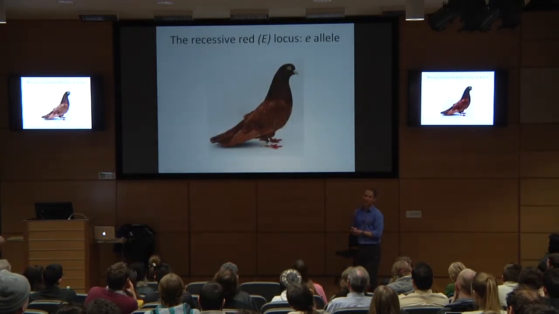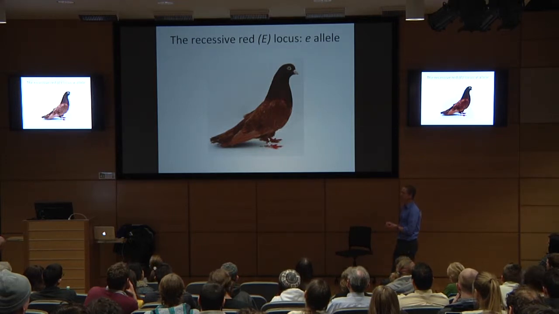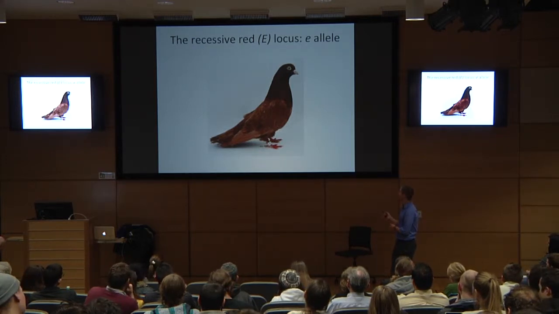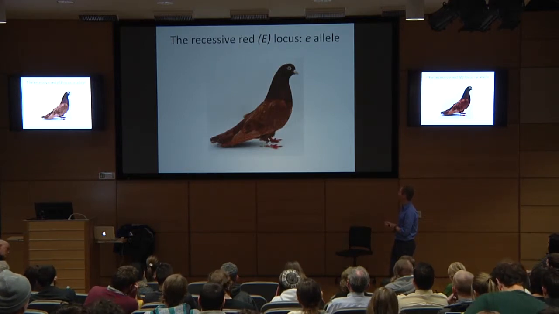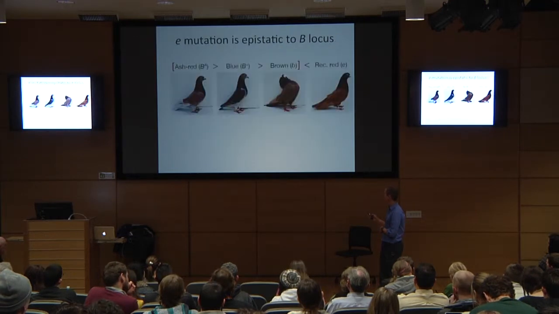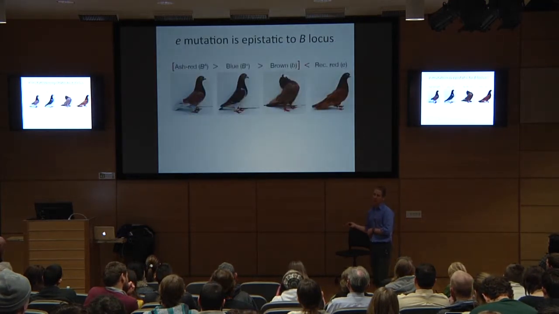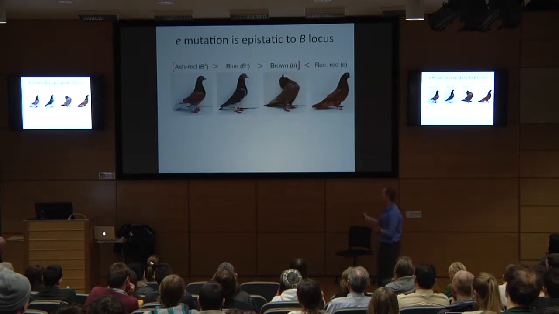A second locus that we call the recessive red locus generates this nice rich red color over the surface of the entire pigeon. I should point out that this occurs when the bird is homozygous for this mutation that we symbolize with the lowercase e. We actually know from these same genetic crosses that this locus is epistatic to this locus.